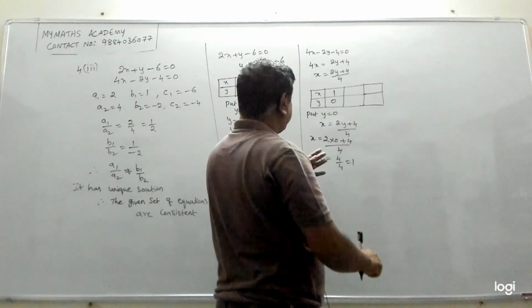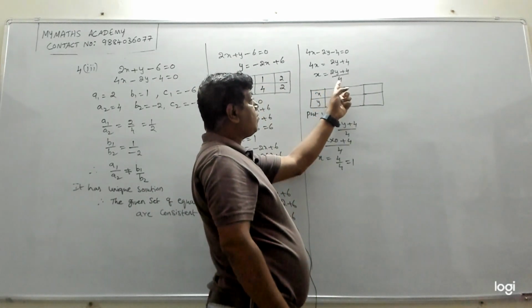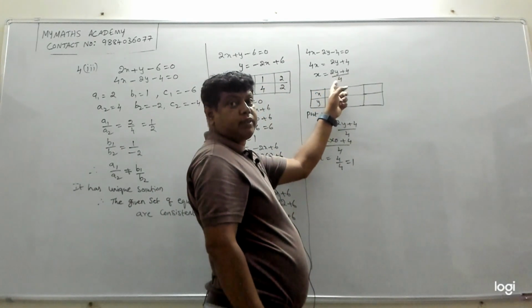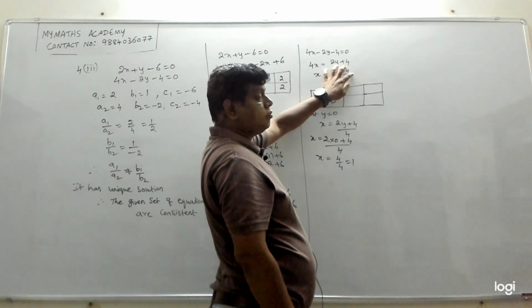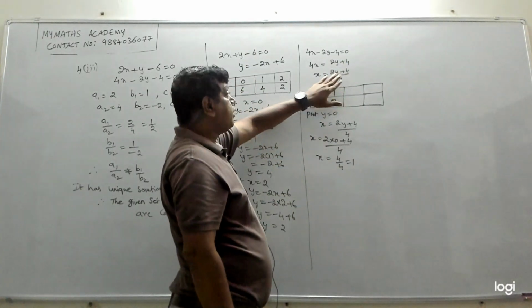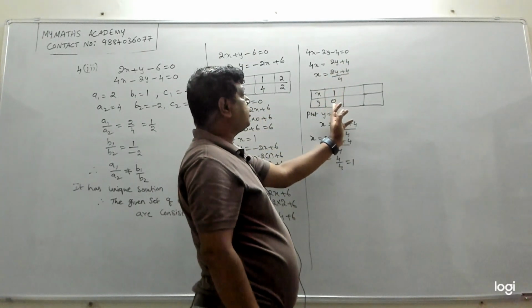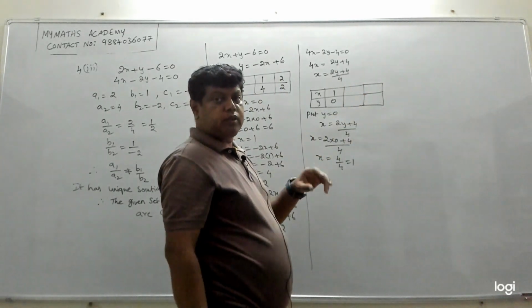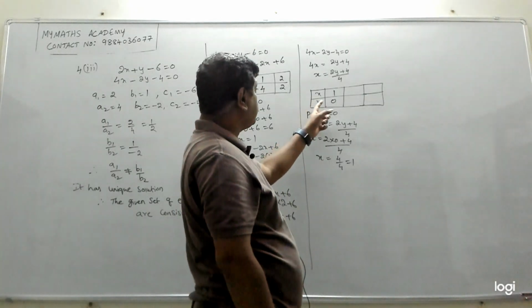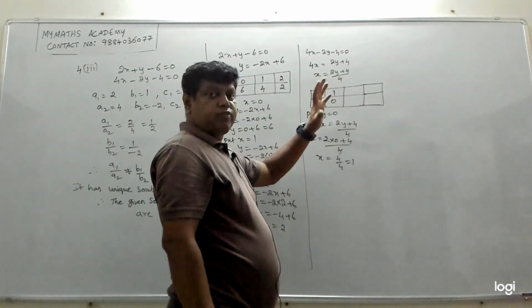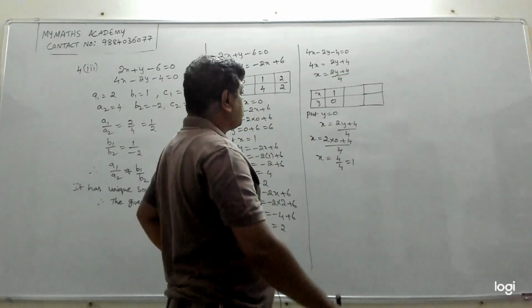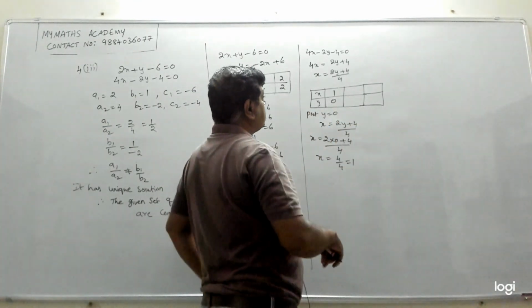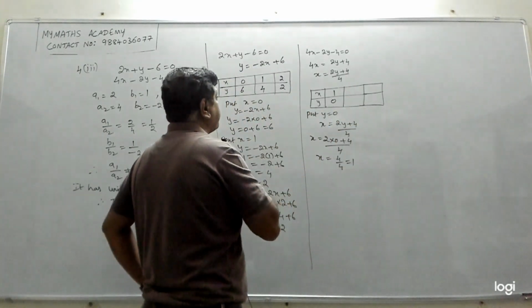Now the next value. Whenever you have a denominator like this, by 4 or by 3, if there is no denominator, then you can put any value. You can put y equal to 0, then y is equal to 1, y is equal to minus 1, and then you can find x. And we always find 3 points, as I told you, so that we can be sure that our graph is right.